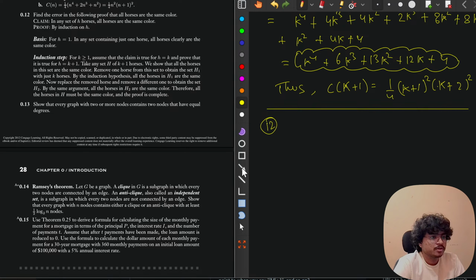Remove one horse from this set to obtain set H1 with just k horses. By the induction hypothesis, all the horses in H1 are the same color. Now replace the removed horse and remove a different one to obtain the set H2. By the same argument, all horses in H2 are the same color. Therefore, all horses in H must be the same color, and the proof is complete. And we have to find the error in this proof.